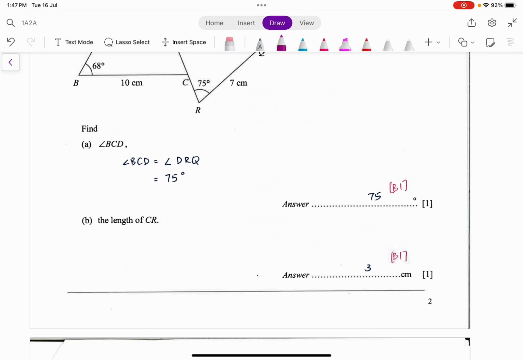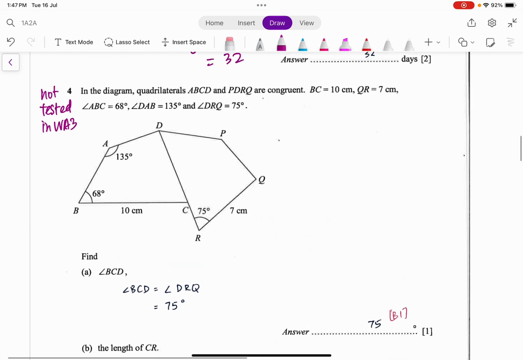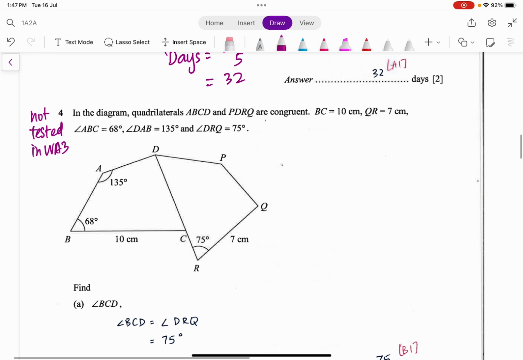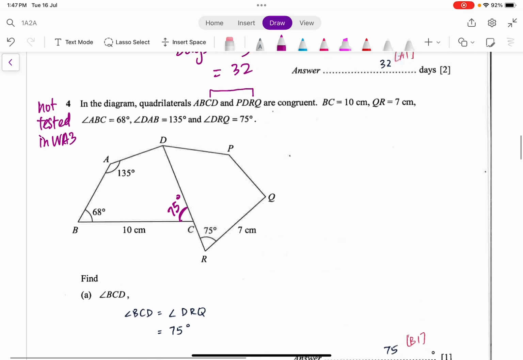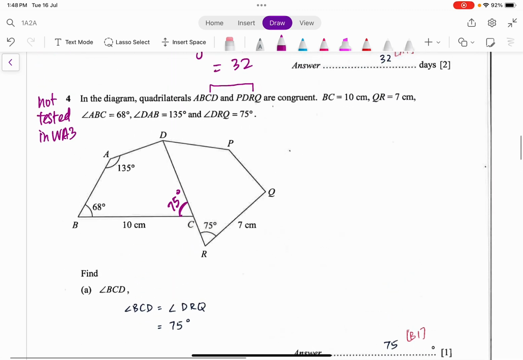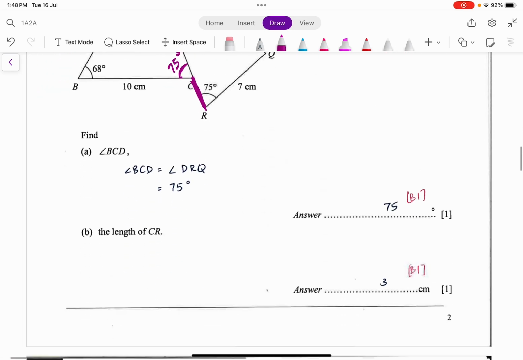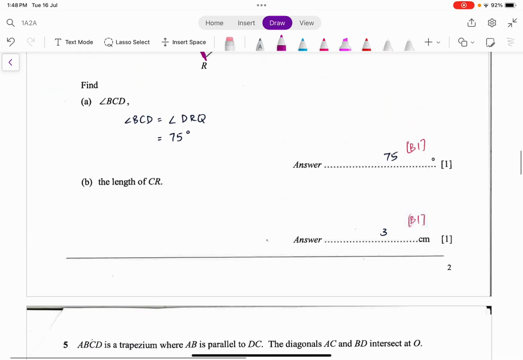Easy to do, right? It's just matching, congruent, right? Match the alphabet to the alphabet. So R is matched to C. This is the angle. Correct, right? Then the length of CR, you got to subtract. Okay, so these are the 2 answers.